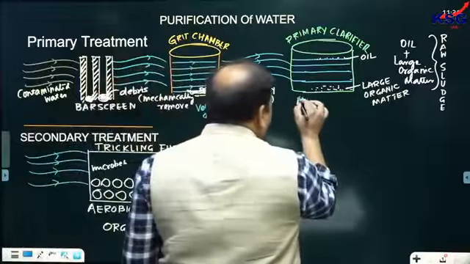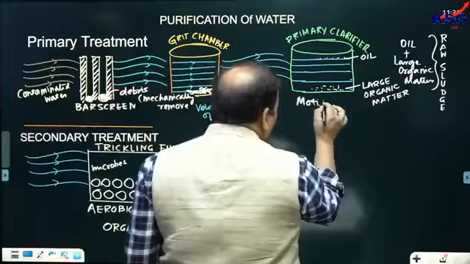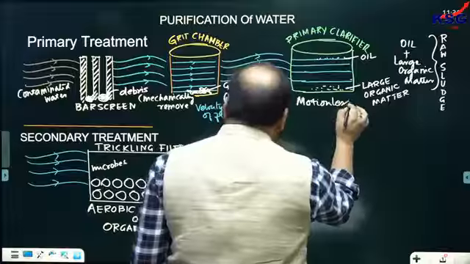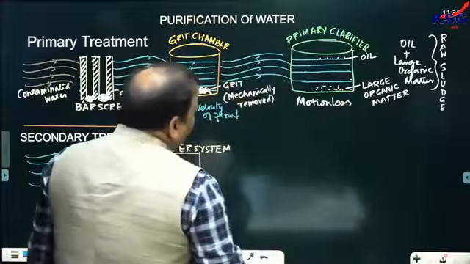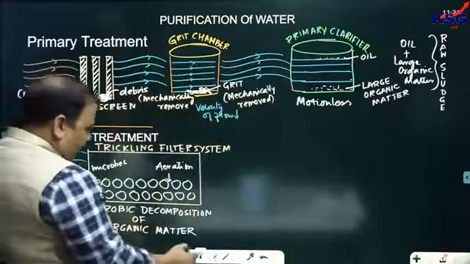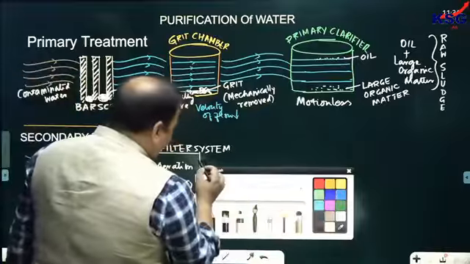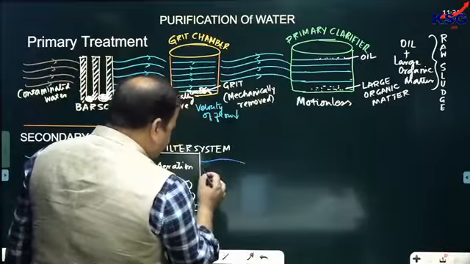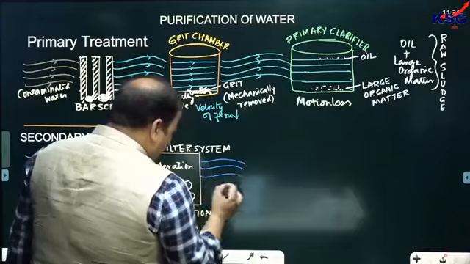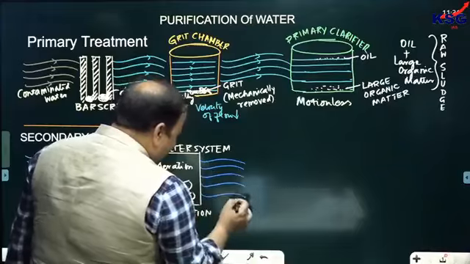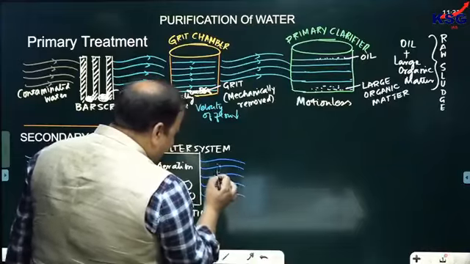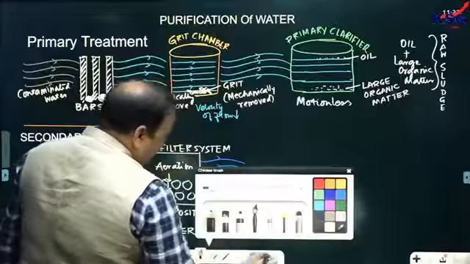And in this case, we were responsible for making the water motionless. In this case, we reduce the velocity of flow, but now this water, when it is passed through the trickling filter system, would be purified. Now see, I have changed the color of the water also. Now this is pure water.